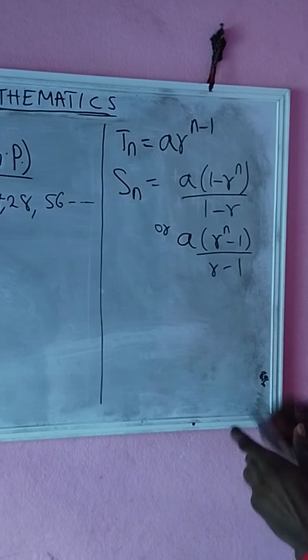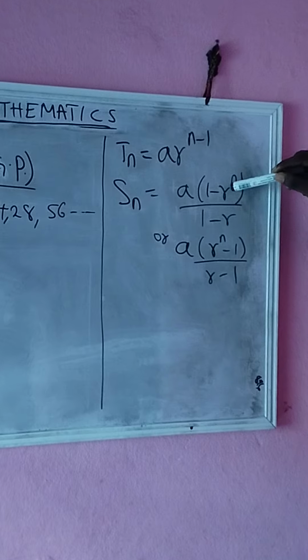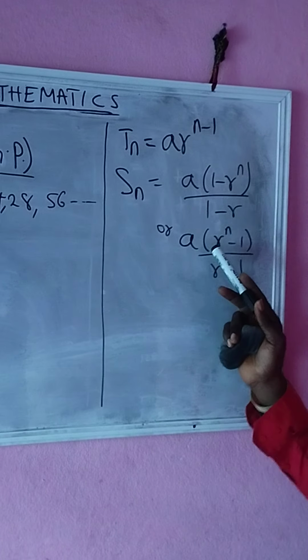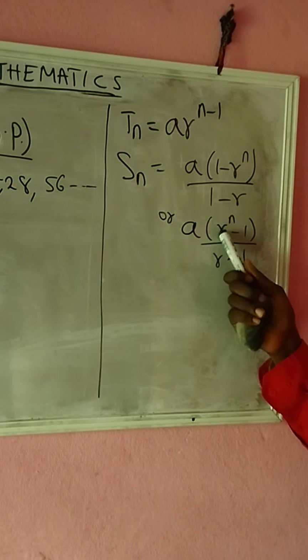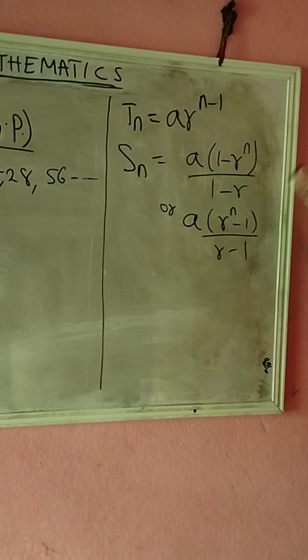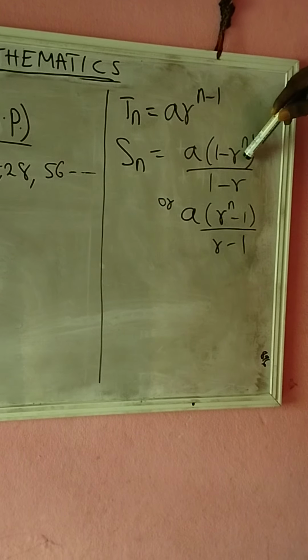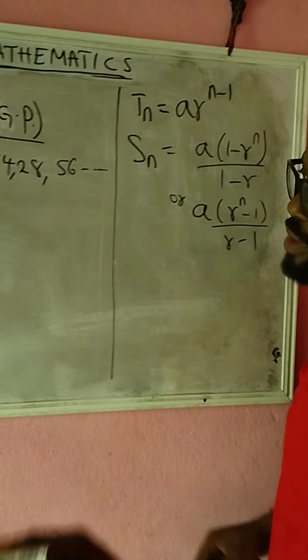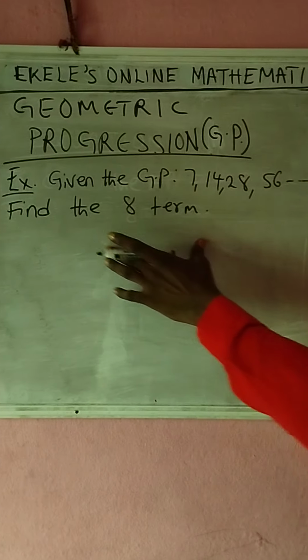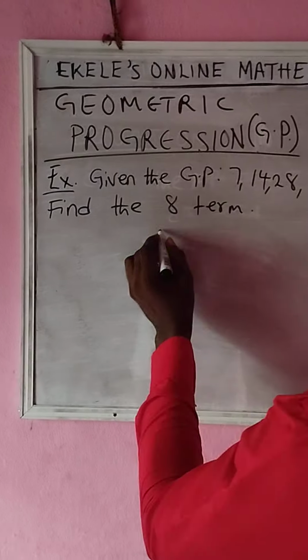You use the first one when r is less than 1, and you use the second one when r is greater than 1. That is it. So let's solve this problem on the board.